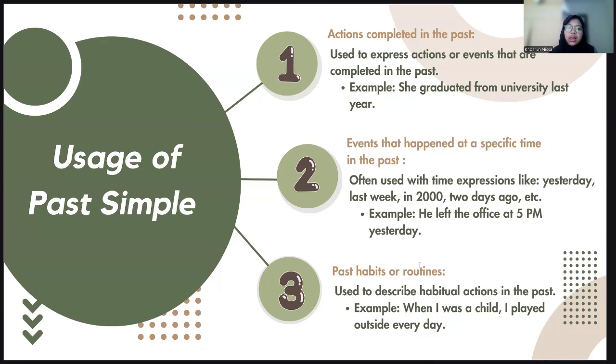Number two is event that happened at a specific time in the past. That means it is often used with time expressions like yesterday, last week, in 2000, 2 days ago, etc. For example, he left the office at 5 p.m. yesterday.